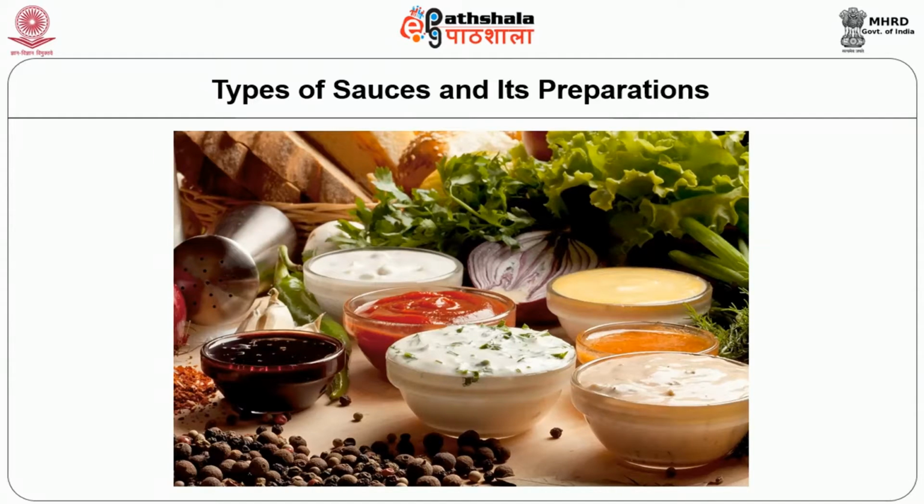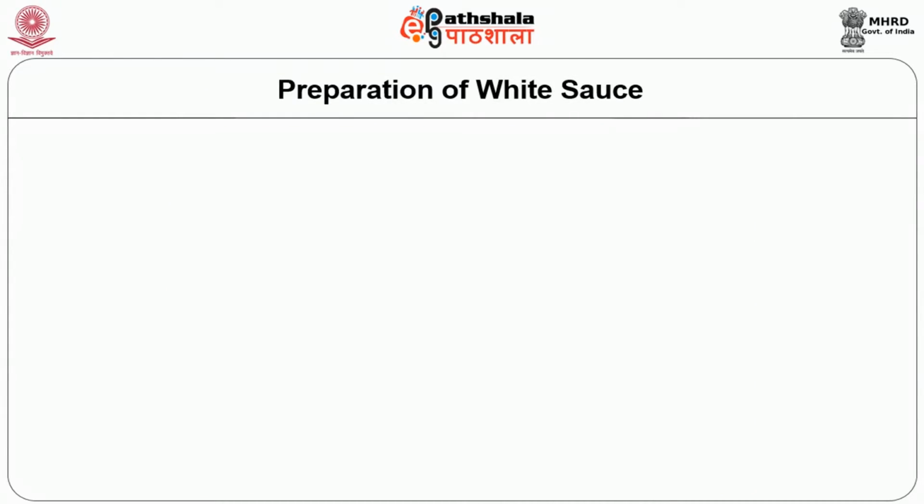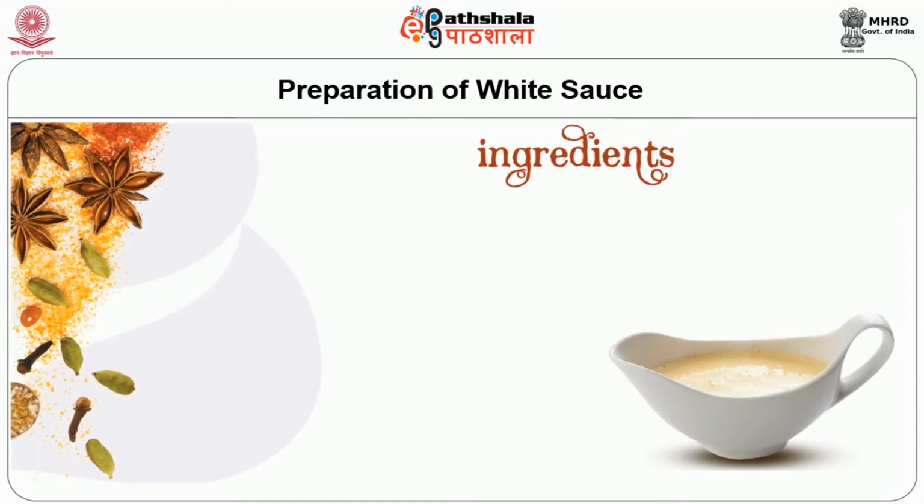The ingredients and method of preparation of white sauce are as follows. When preparing the basic sauce, it is important to use the correct proportion of butter and flour. As a thumb rule, always use the same number of tablespoons of butter as of flour. The ingredients used in the preparation of white sauce are butter, flour, fresh cream and egg yolk.